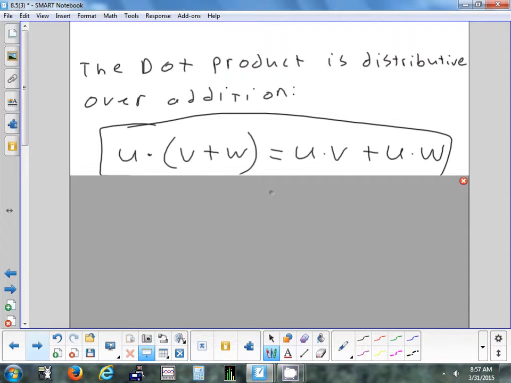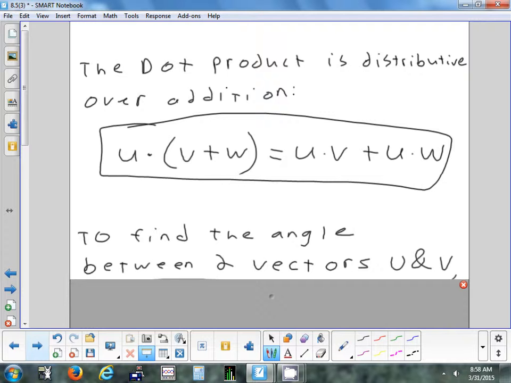Okay, the dot product is distributive. So if you have a vector on the outside and you're dotting it with a sum or difference of vectors in parentheses, you can distribute it as u dot v plus u dot w. And one thing that we can use the dot product for, that leads us into an application, is to find an angle between two vectors.